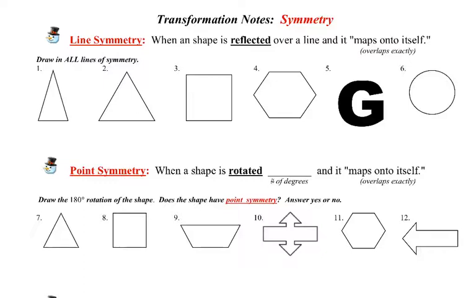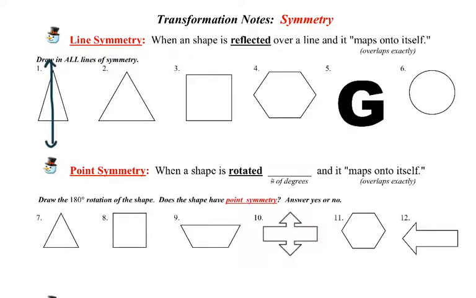The last section in this chapter is on symmetry, and this is actually a nice section because symmetry is something we've known even since we were little kids. You've known when something is symmetrical, when it's balanced. We've already talked about line symmetry. I wrote the definition for you. Line symmetry is when a shape is reflected over a line and it maps onto itself, or it's exactly the same. So here would be a line of symmetry.